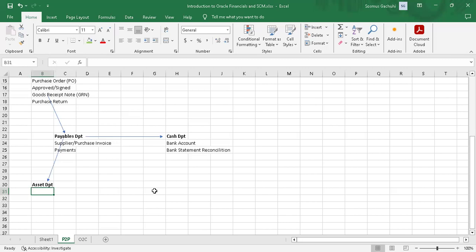which will do asset maintenance, or they maintain assets primarily, and also they do asset depreciation. So this information has to be tracked.